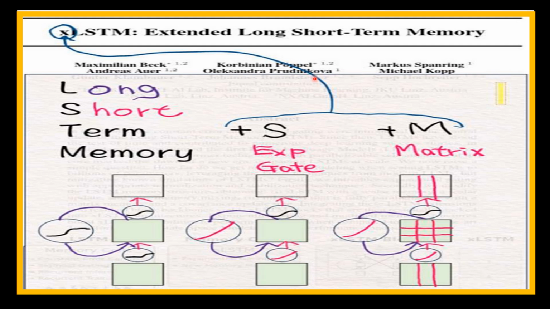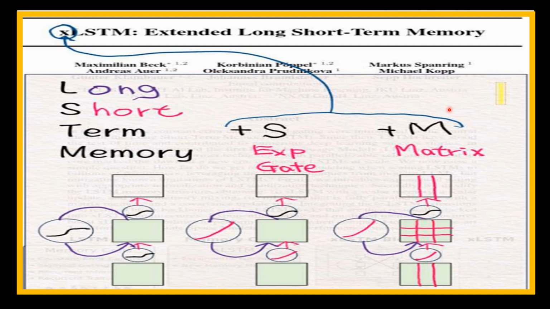Now let's understand the difference between LSTM, xLSTM, and mLSTM. So LSTM, which stands for long short-term memory, uses a single type of memory called a scalar memory to store information.